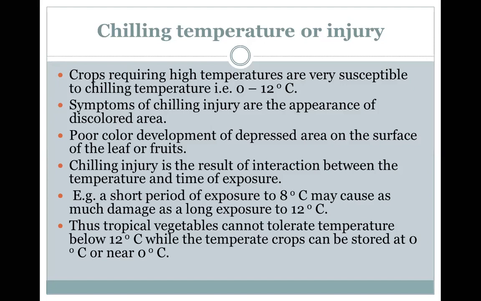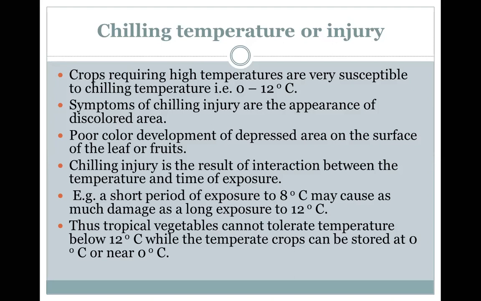Symptoms of chilling injury are the appearance of discolored areas, right? Poor color development of dispersed areas on the leaves or fruits is also an indication of chilling injury. It is a result of the interaction between the temperature and time of exposure. If the temperature falls for a very short time, maybe a few hours, then it may not cause chilling injury. But if the time of exposure is more, then the crops get more injured. For example, a short period of exposure to 8 degrees Celsius may cause as much damage as a long exposure to 12 degrees Celsius. So the time of exposure also affects chilling injuries.